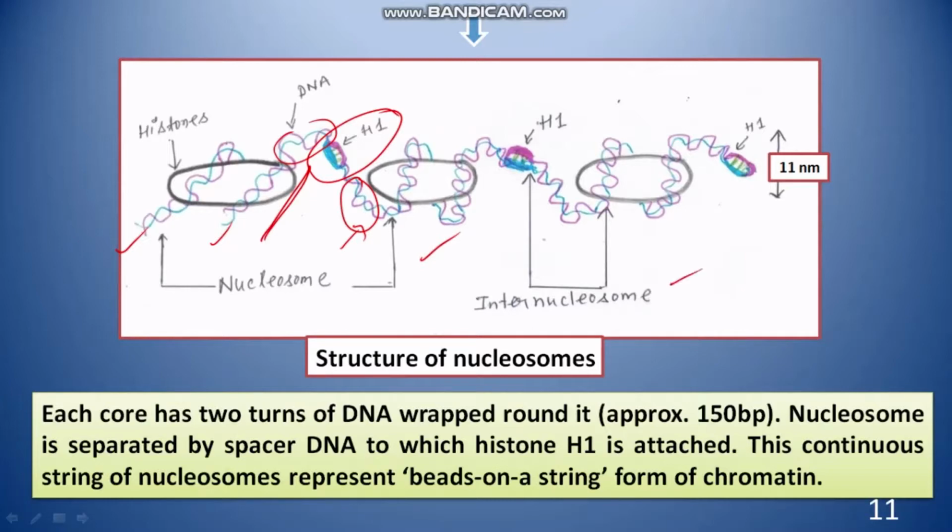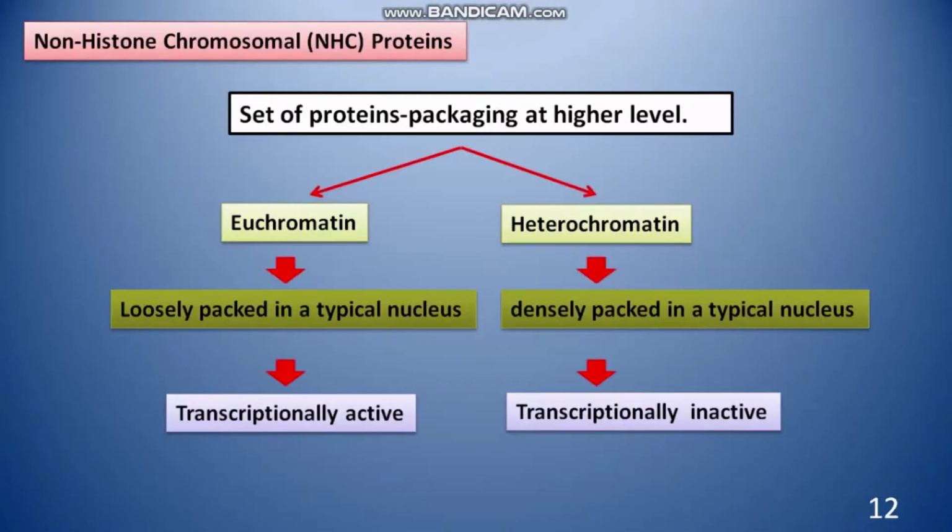In eukaryotes we have both coding and non-coding DNA. This spacer DNA doesn't code for any protein, whereas the rest we can say is coding. So this is the structure of nucleosome.